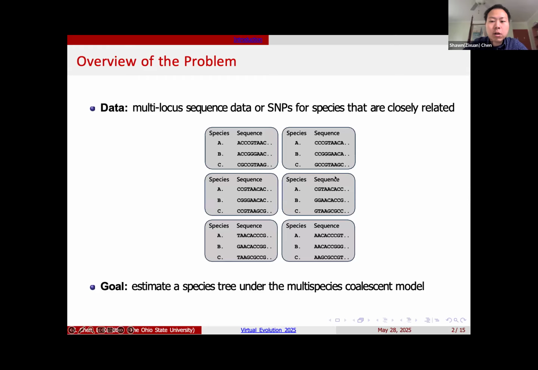So first, this is our problem in species level phylogenetic inference. We want to use multi-locus data or SNPs to estimate a species tree for some closely related species under the multi-species coalescent model. And we want to do it quickly and accurately.